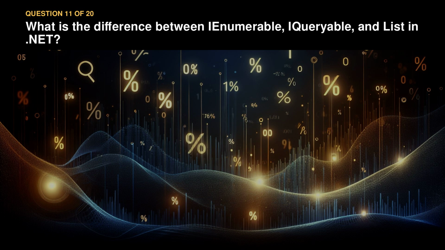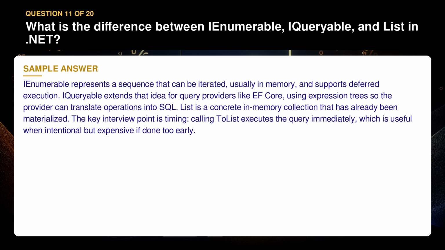Question 11. What is the difference between IEnumerable, IQueryable, and List in .NET? IEnumerable represents a sequence that can be iterated, usually in memory, and supports deferred execution. IQueryable extends that idea for query providers like EF Core, using expression trees so the provider can translate operations into SQL. List is a concrete in-memory collection that has already been materialized.